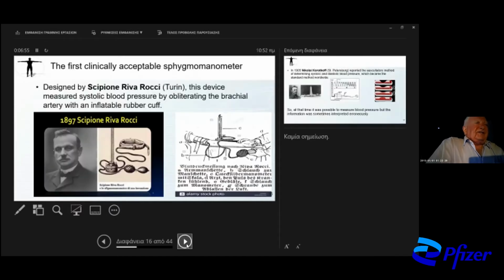The first clinically acceptable sphygmomanometer was designed by Scipione Riva-Rocci from Turin. This device measured systolic blood pressure by obliterating the brachial artery with an inflatable rubber cuff.